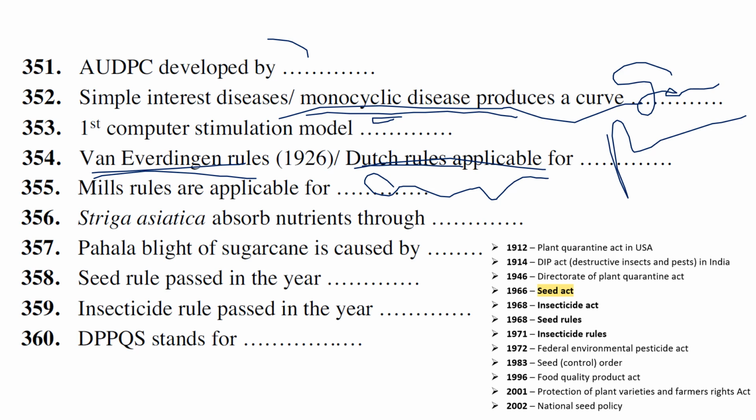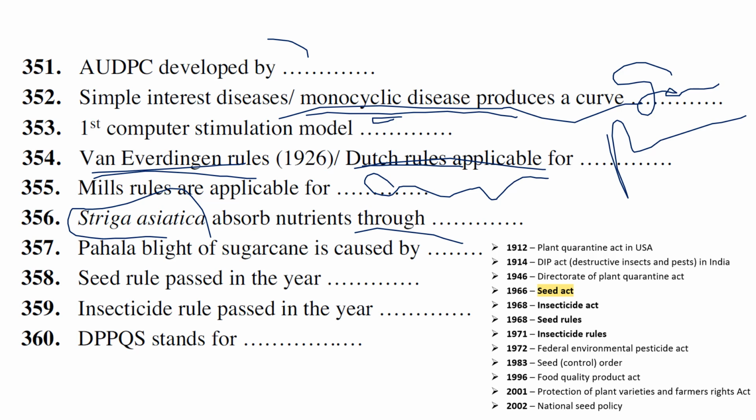Striga absorbs nutrients through, whatever the phanerogamic plant parasite, irrespective, don't see the name. If it is a phanerogamic plant parasite, it absorbs nutrients through haustoria. All phanerogamic plant parasites, whether it is Striga asiatica, Striga gesnerioides, whatever it is, if it is a phanerogamic plant parasite, it is absorbing nutrients through haustoria only. Just for example, okay. Jokes apart.